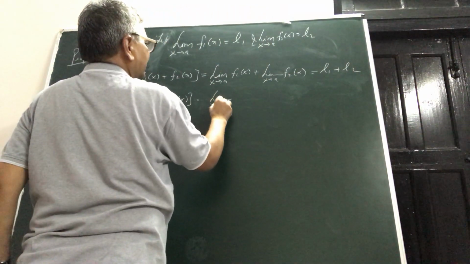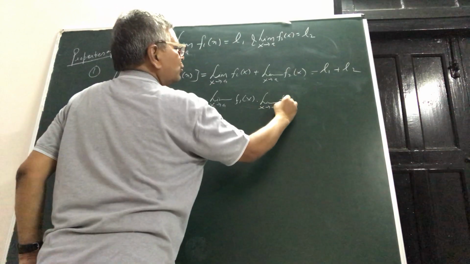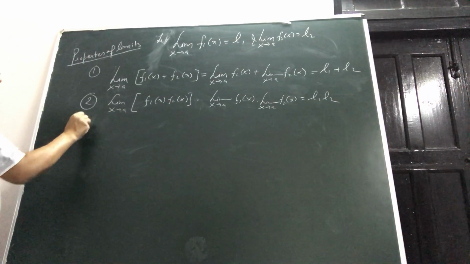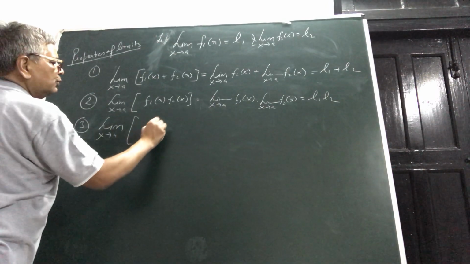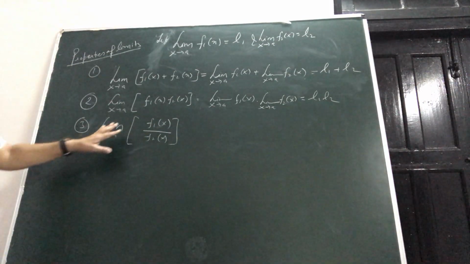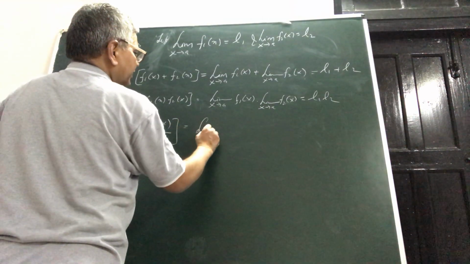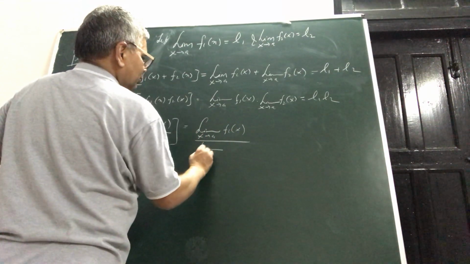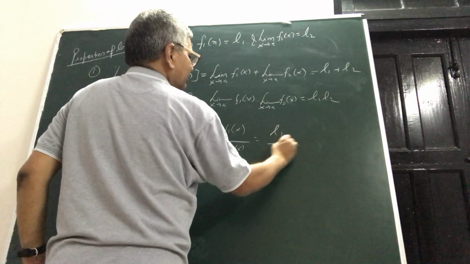Limit x tending to a of f1(x) into limit x tending to a of f2(x), and as such this will be equal to L1 L2. Likewise, the third theorem is that if you have the division of two functions, then the limit of this rational function f1(x) upon f2(x) will be equal to the limit x tending to a of f1(x) upon limit x tending to a of f2(x), and this is nothing but L1 upon L2.